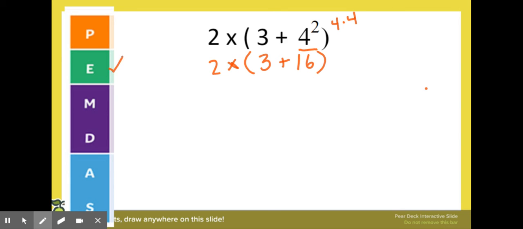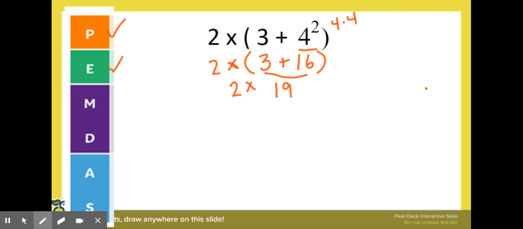I've done the exponent. However, I'm still in the parentheses mode because I haven't finished my parentheses. And if there happened to be another exponent, I shouldn't have really crossed it off yet because there might have been another one. But I'm going to finish the parentheses before I go anywhere else. So I'm going to do the 3 plus 16, which gives me 19. Then I have my 2 multiplied by 19. So now my parentheses are done.